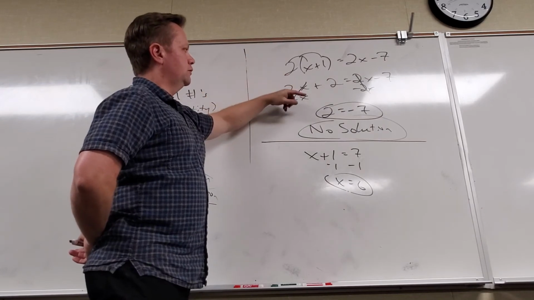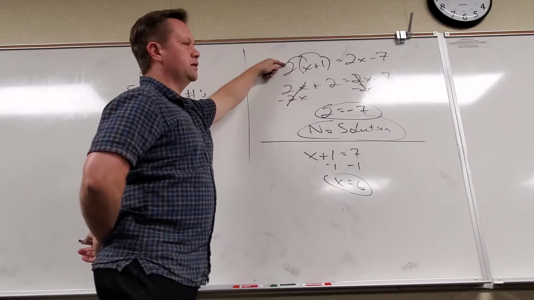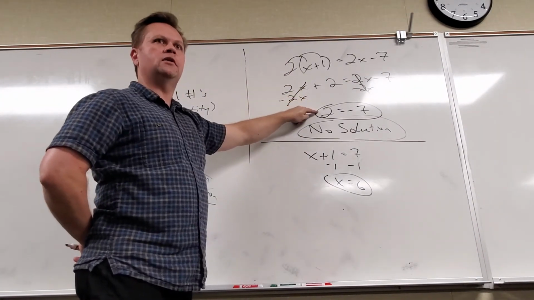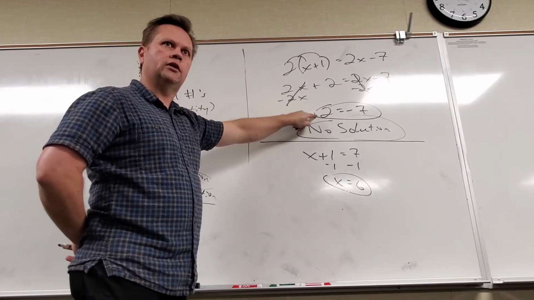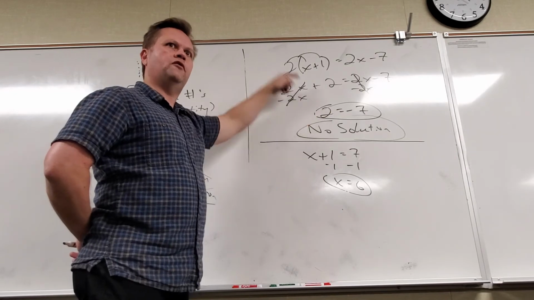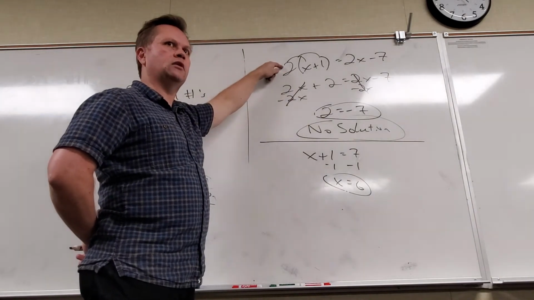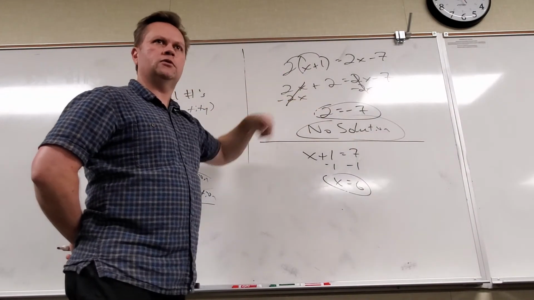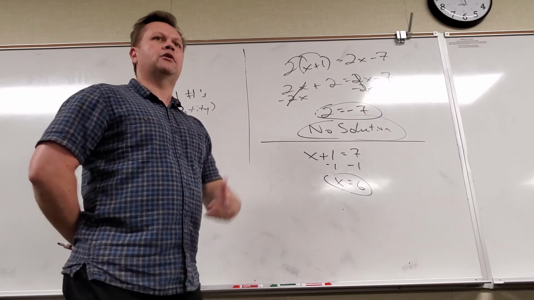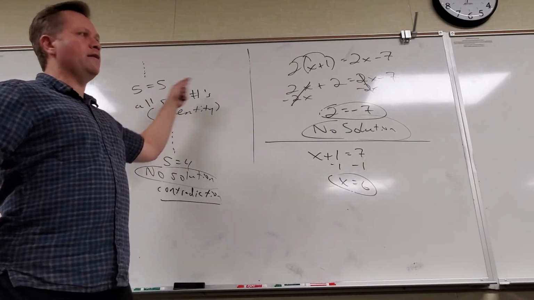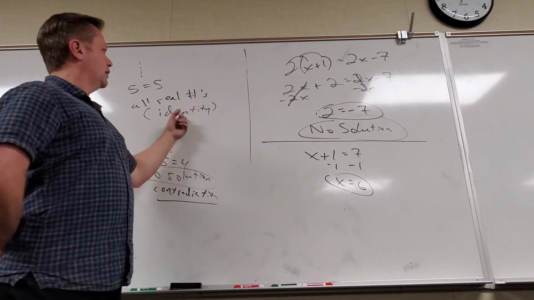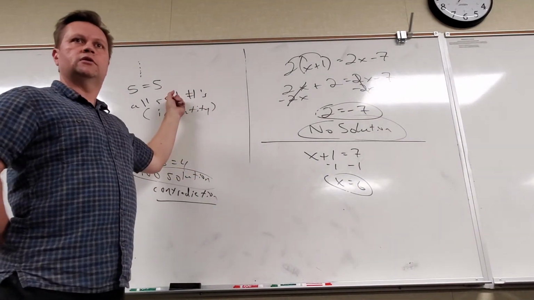Coming back to this, you interpret it the same way. This equation can only be true if this statement is true. Is this statement ever true? Right here. No. Therefore, there's no solution. There's nothing that will make this work because this can never be true. That's how you know. So if I get a true statement, like 5 equals 5 at the end, then it's an identity. All real numbers. Doesn't matter what x is.